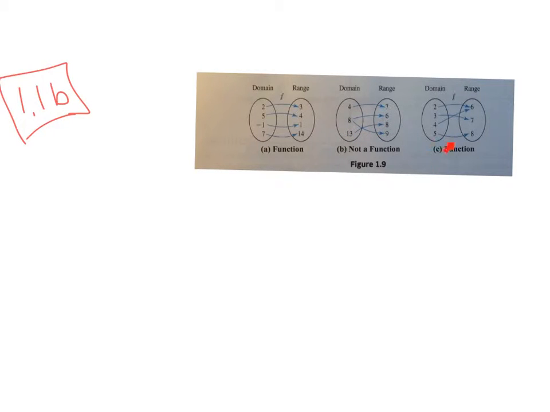Now let's look at C. C is a little bit different, but notice what happens. 2 gets mapped to 6, 3 gets mapped to 7, 4 gets mapped to 6. So even though 2 and 4 get mapped to the same number, 4 only goes to one number and 2 only goes to one number. So that's okay if they go to the same number. They just can't go from one number to 2 numbers in the range here. Okay, so something to remember. That's one way you can tell through arrow diagrams if it's a function or not.